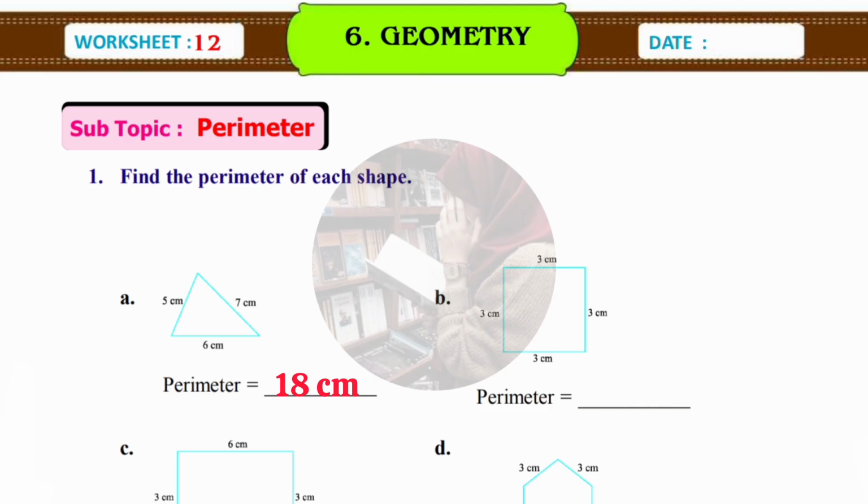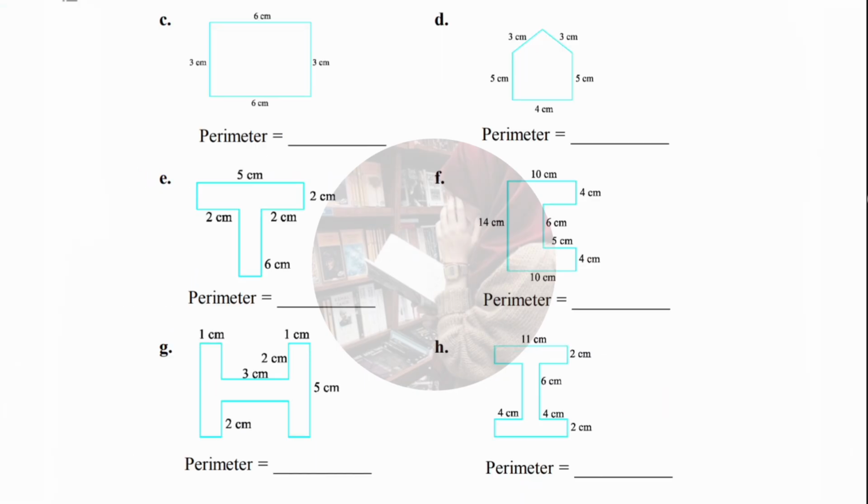We have a square with each side 3 centimeters. Let's find the perimeter. 3 plus 3 plus 3 plus 3 means 3 centimeters plus 3 centimeters plus 3 centimeters plus 3 centimeters. We have to add it, then we'll get the answer as 12 centimeters. So this is our answer. Let's see the third question, where for this shape we have the sides of 6 centimeters, 3 centimeters, 6 centimeters and 3 centimeters.